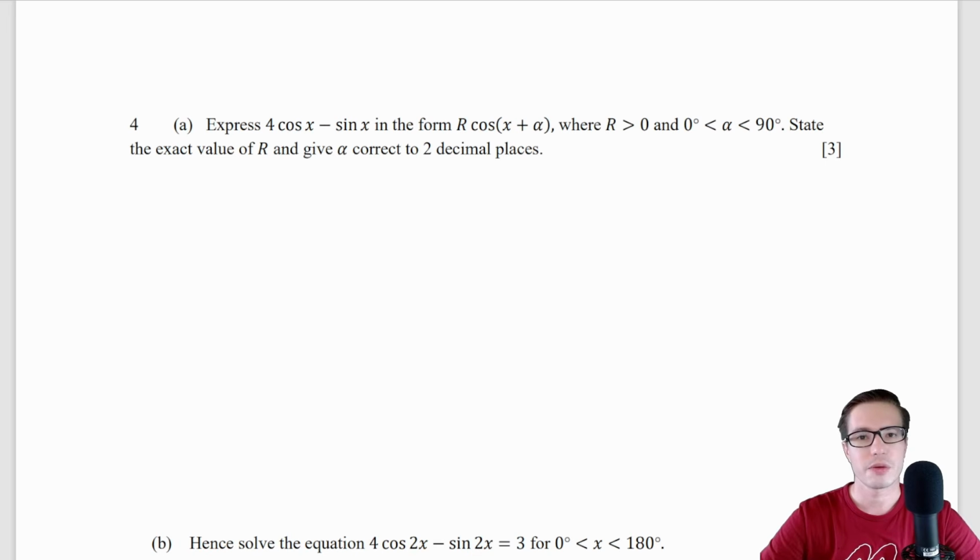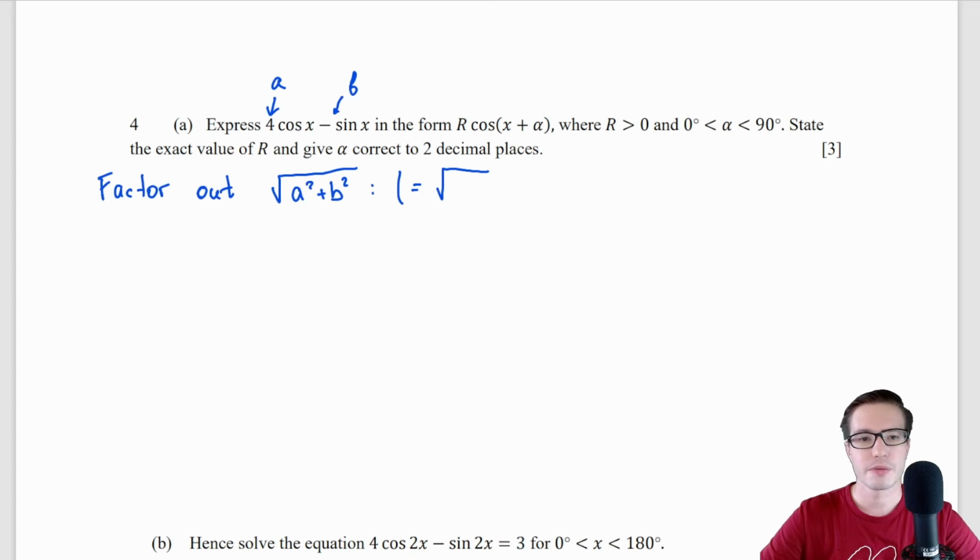Okay, next question is quite standard, and to start with, I will have to factorize and factor out the square root of a squared plus b squared, where a and b are the numbers next to cosine and sine. And that is going to be 4 squared, 16, and minus 1 squared is 1. Add them up and we'll get 17.